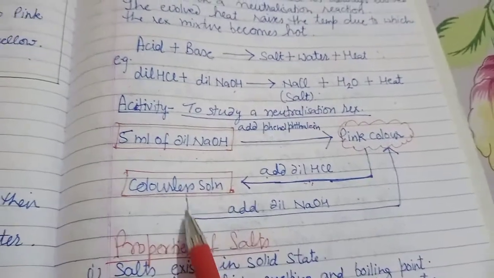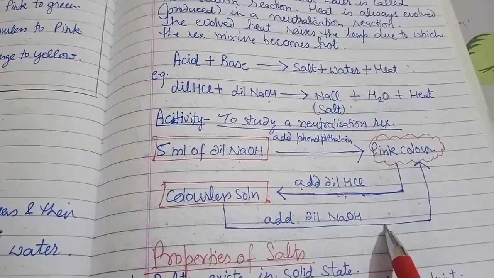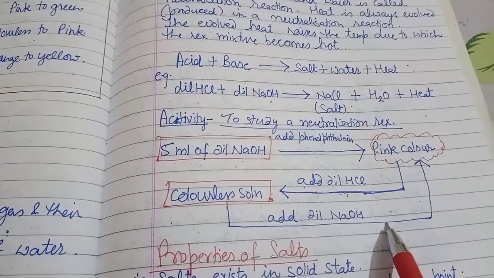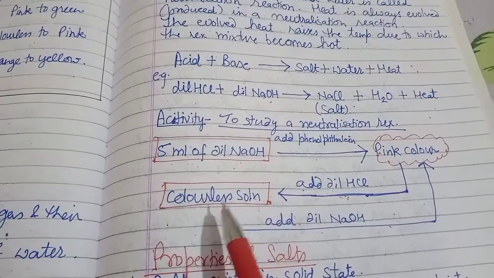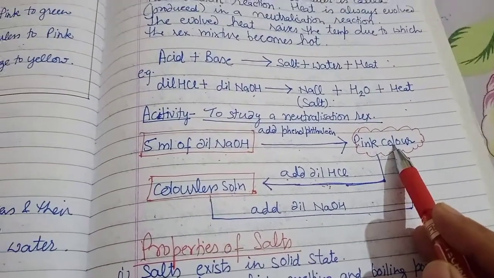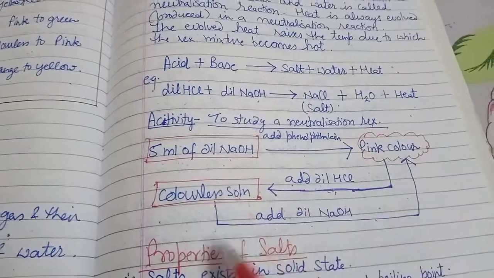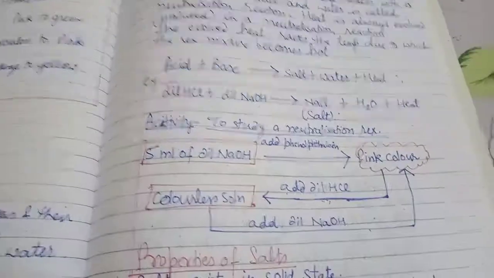Now in this colorless solution, we will again add sodium hydroxide, which is a base. Now if we add a base to the phenolphthalein, what will happen? The color again changes to pink, and it will go like this, right?